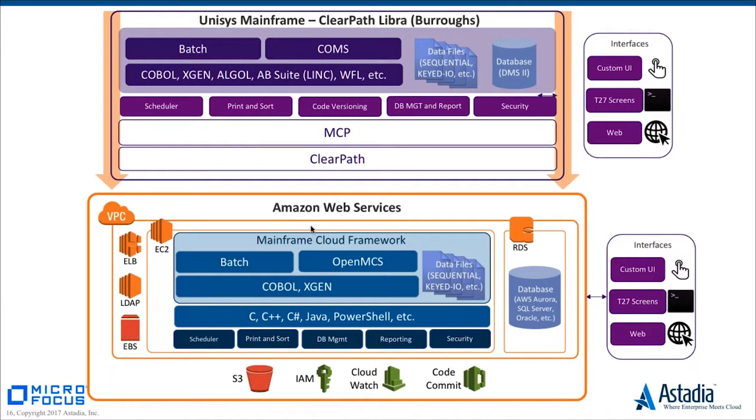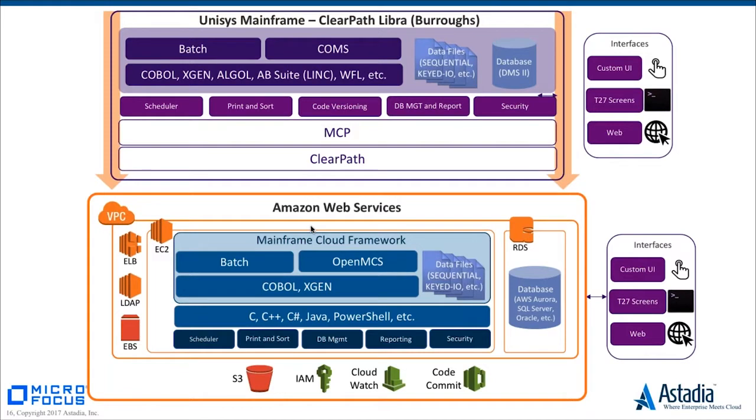And then, of course, you've got your database, DMS2, and then sequential files, all within that sort of mainframe application framework. And then, of course, accessing that is done through T27 screens or some type of custom user interface that uses the T27 protocol through the web or something like that. And then, of course, the other supporting pieces such as your scheduler and your printing and versioning and security and so on. So what we did was develop a reference architecture for getting that into the AWS environment.